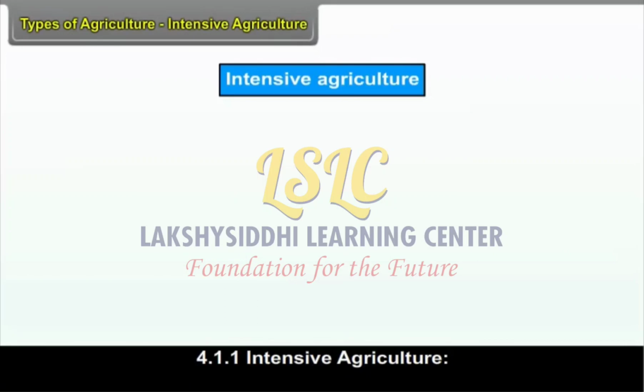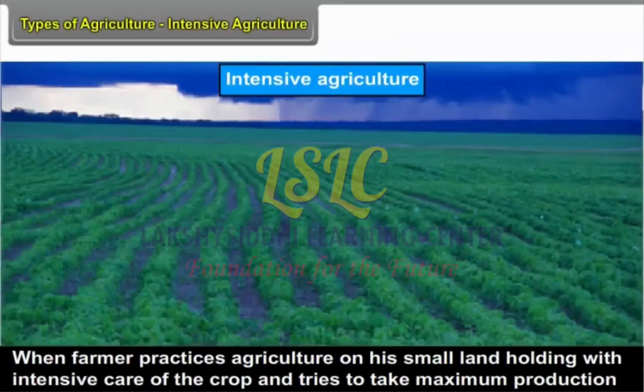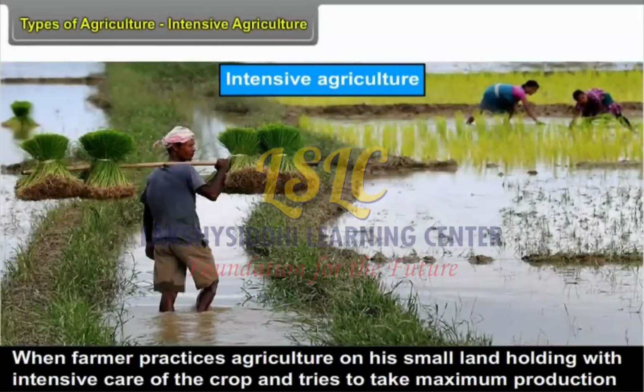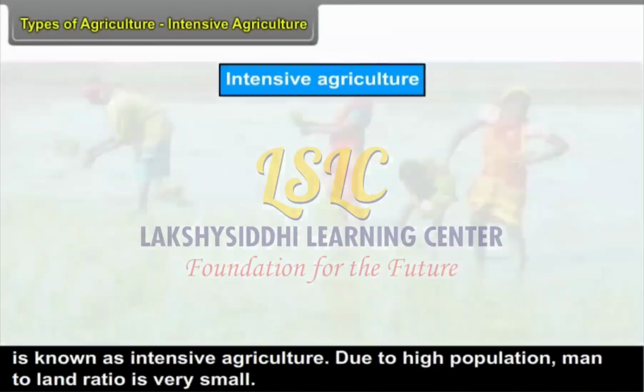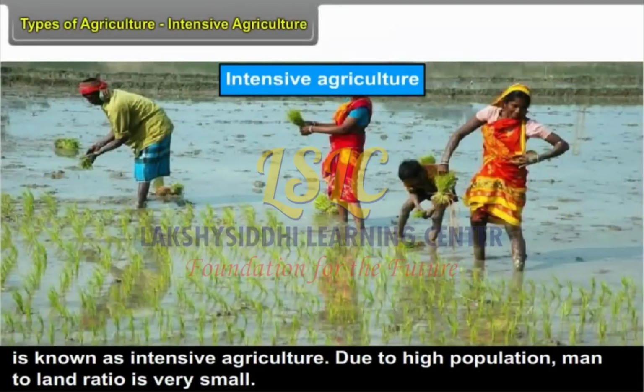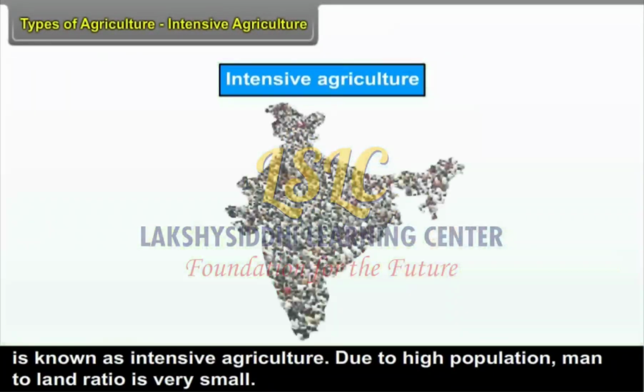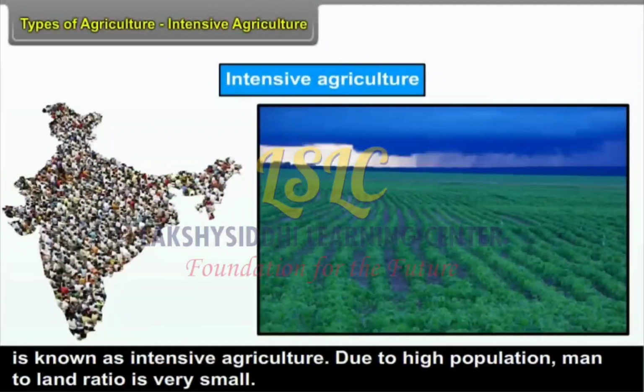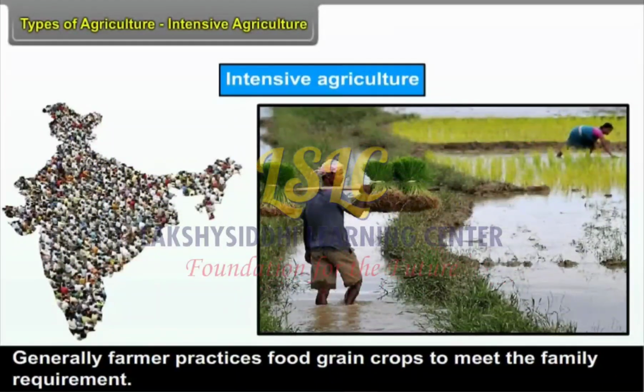Intensive agriculture. When a farmer practices agriculture on his small land holding with intensive care of the crop and tries to take maximum production, it is known as intensive agriculture. Due to high population, the man-to-land ratio is very small. Generally, the farmer grows food grain crops to meet the family requirement.